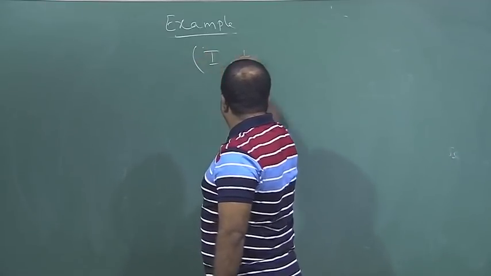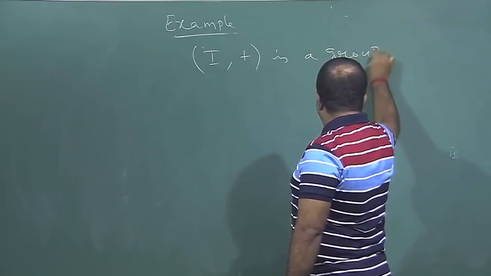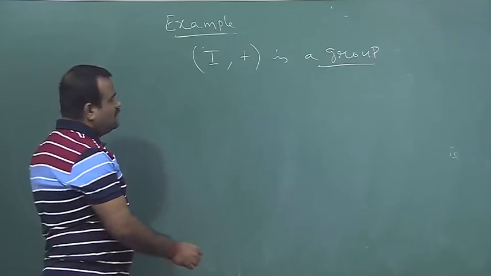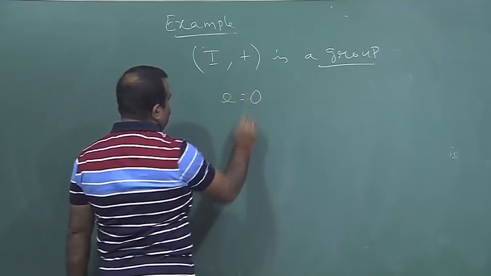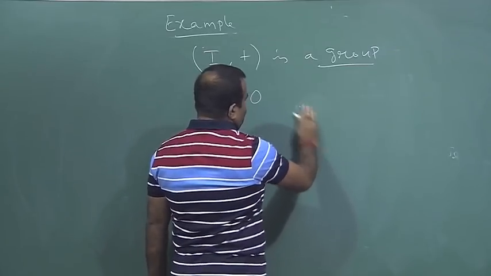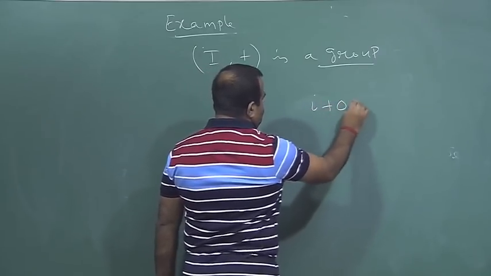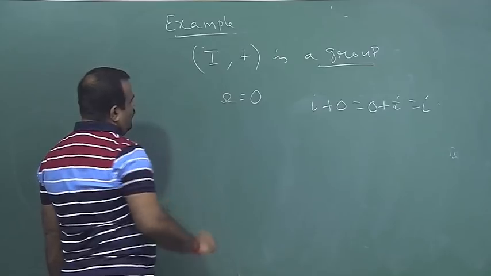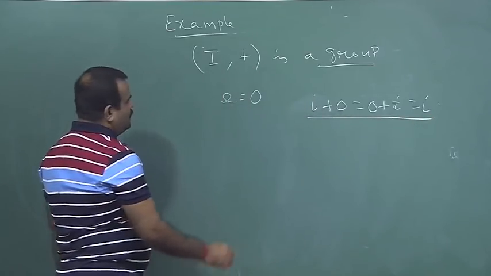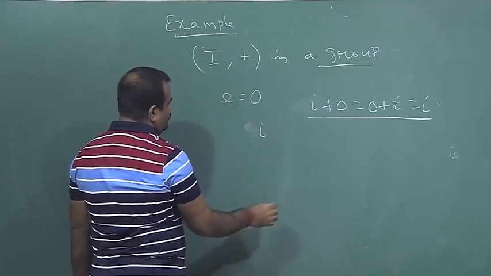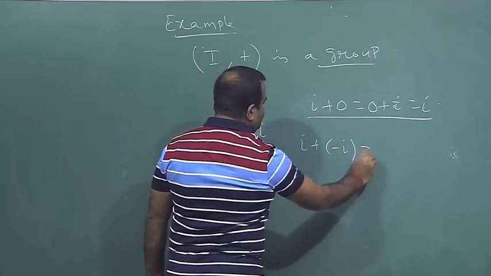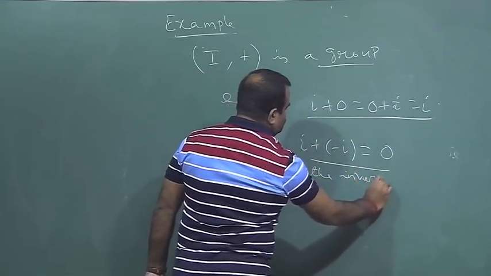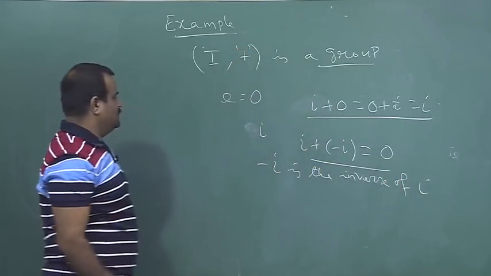So, the set of integers with plus is a group, because we know this satisfies the semigroup property, and the identity element is 0. 0 is basically E over here, because if we take any integer I, I plus 0 is equal to 0 plus I is equal to I. So, this is the existence of identity, and the inverse is also there, because if we take an integer, say I, then the inverse is basically minus I. So, I plus minus I is equal to 0. So, minus I is the inverse of I under this addition operation. So, this is a group.